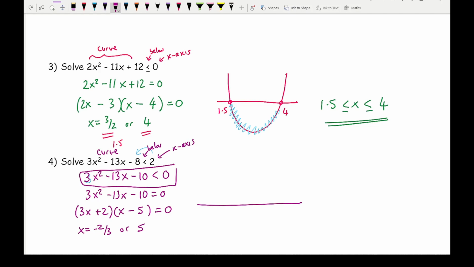So if I draw my horizontal line, it's a positive parabola. This point here is the smaller of the two answers, which is -2/3, this is the bigger of the two answers, which is 5, and we want the bit that is less than, so we want the bit that's below the axis, which is 1 segment, and our final answer is going to be -2/3 < x < 5.